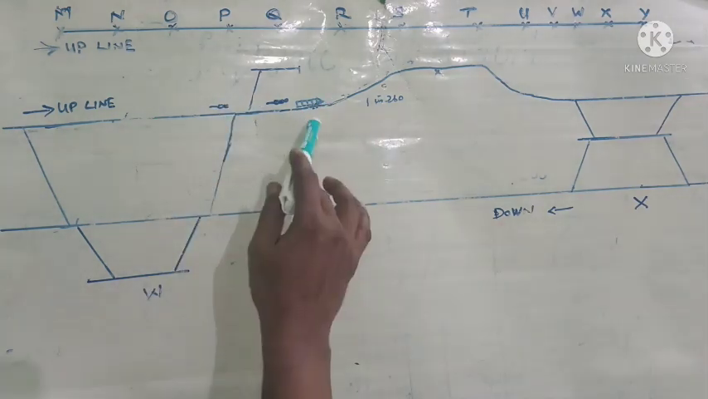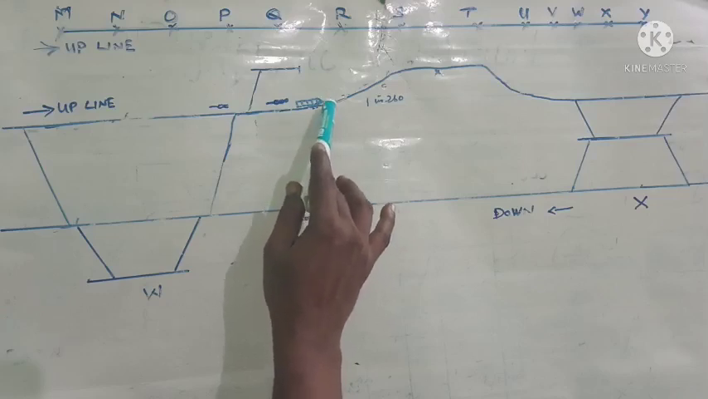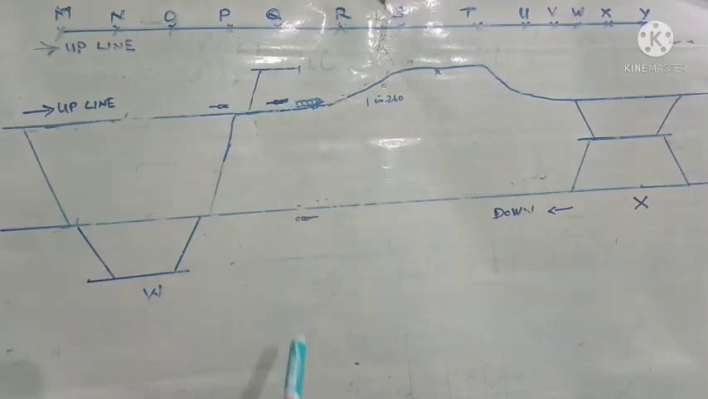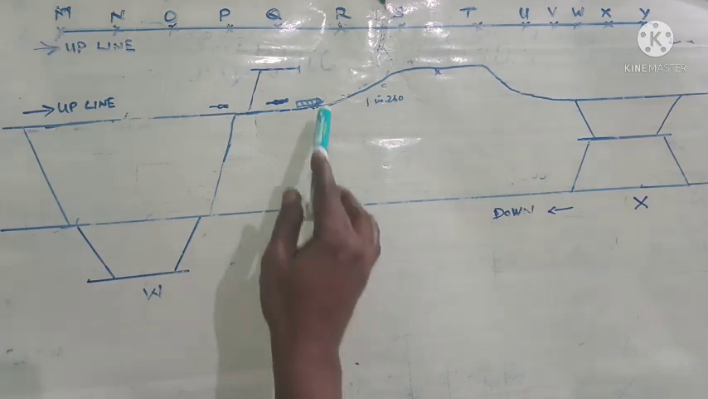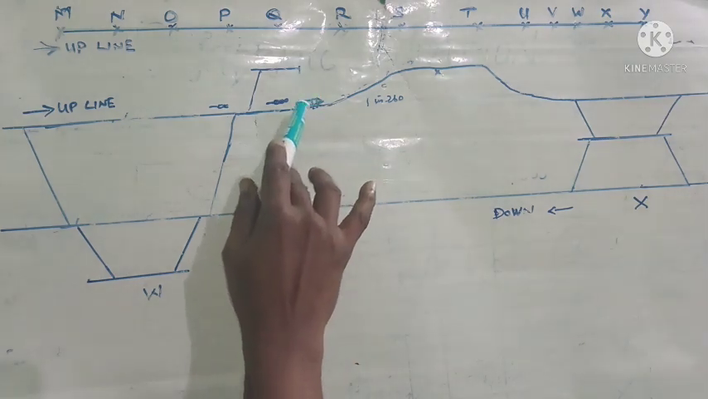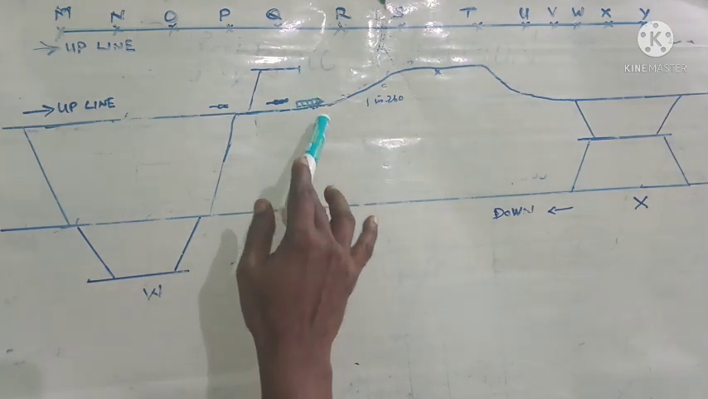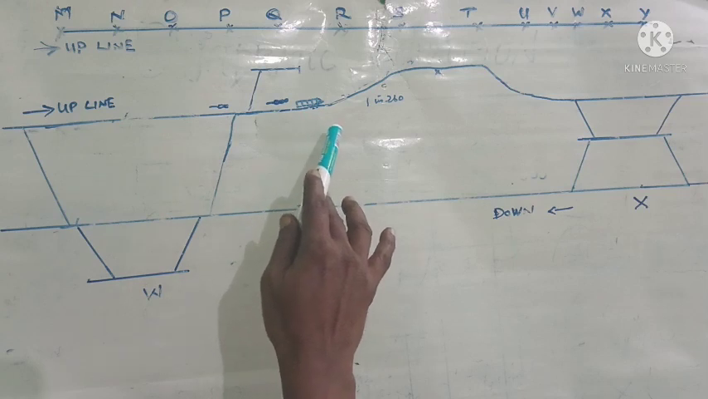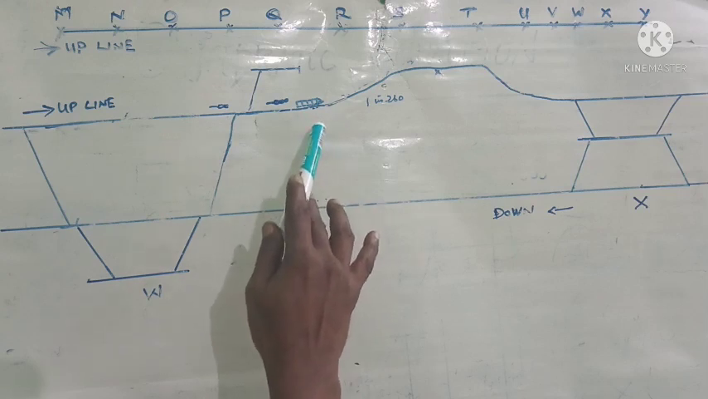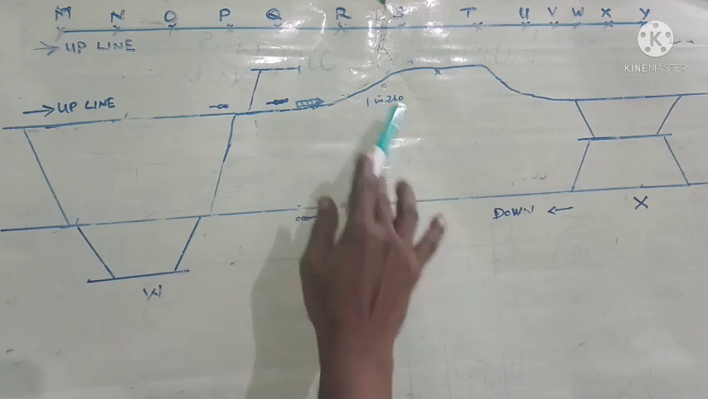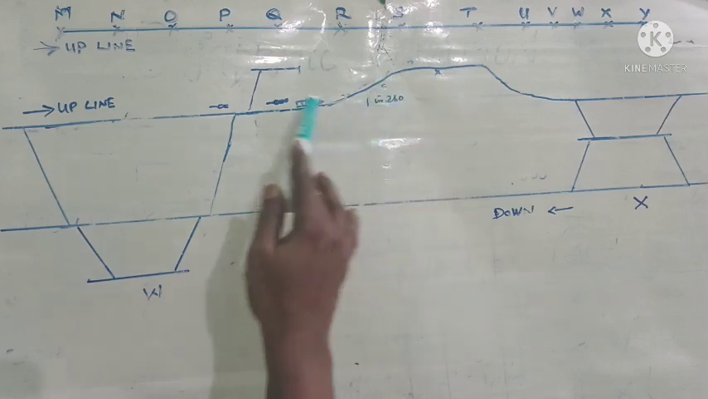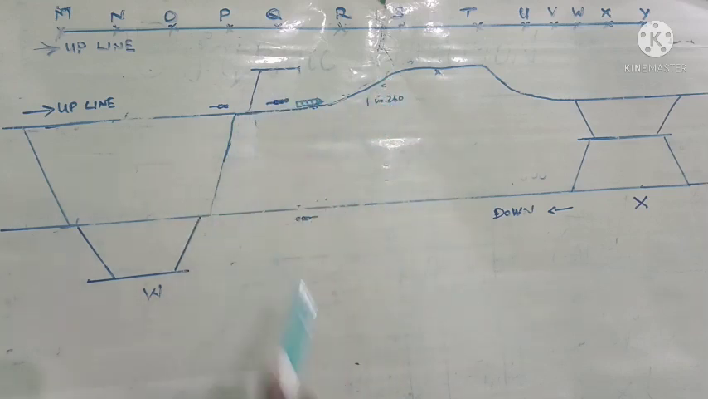When the train stopped, first they will apply the formation brake. By applying the formation brake, the brakes of all coaches will be applied. Thereafter, they will apply the loco brake also. If the detention is going to be more than 15 minutes, the loco brake will also be applied irrespective of the gradient. Whether it is 1 in 260 or in the plain, this loco brake will be applied if the detention is going to be more than 15 minutes.